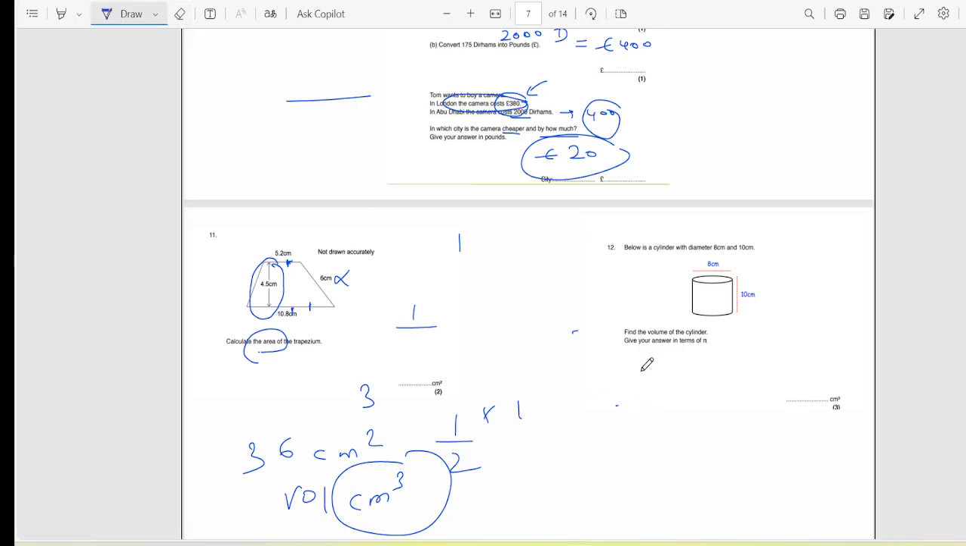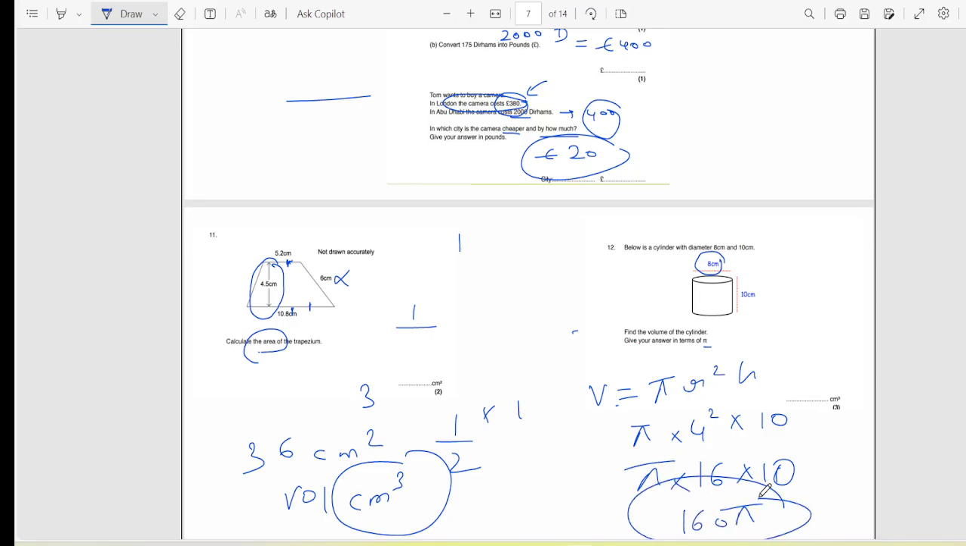This is a cylinder with a diameter of 8 and height is 10. Find the volume. So volume of cylinder is pi r square h, where r is radius, h is height. So pi, we have to give answer in terms of pi, so we don't need to put the value of pi. Radius would be half of diameter, which is 4, square, height is 10. So 4 square is 16 times 10, which is 160 pi, right? So the answer is 160 pi.